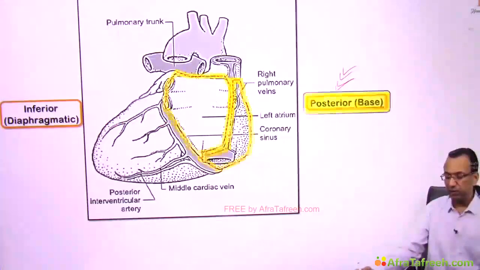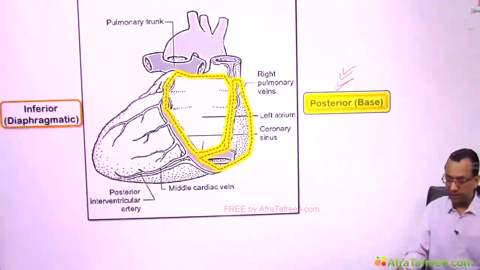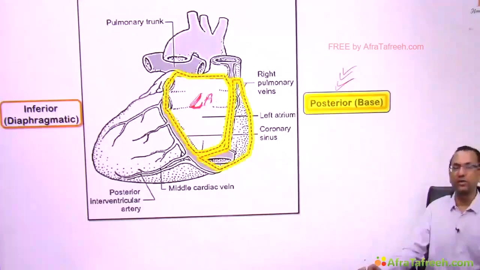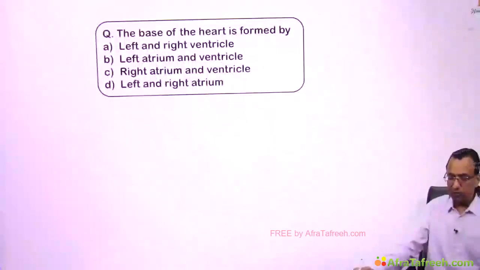Tell me the base or posterior surface of the heart. Chiefly, it is the left atrium, and partly it is the right atrium. So the chief contribution is from the left atrium and a partial contribution from the right atrium. With that overview, answer the question. It is asking the base. If it is asking the base, then I'll tell you.